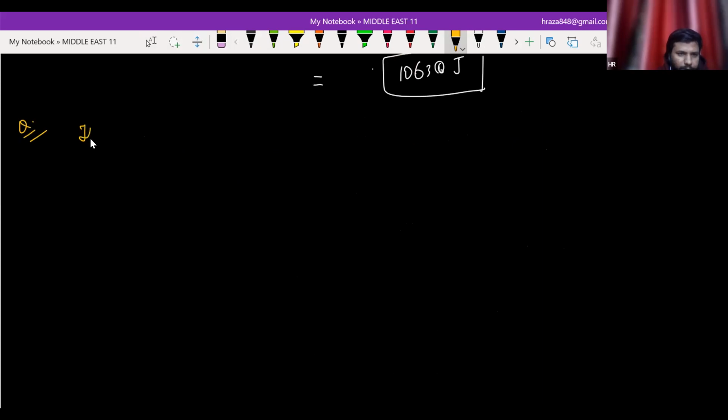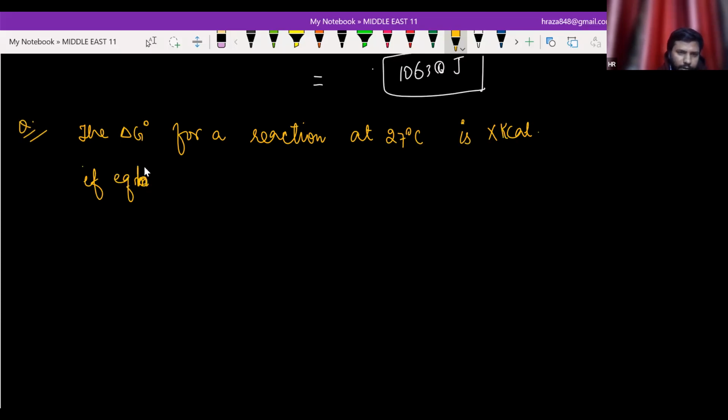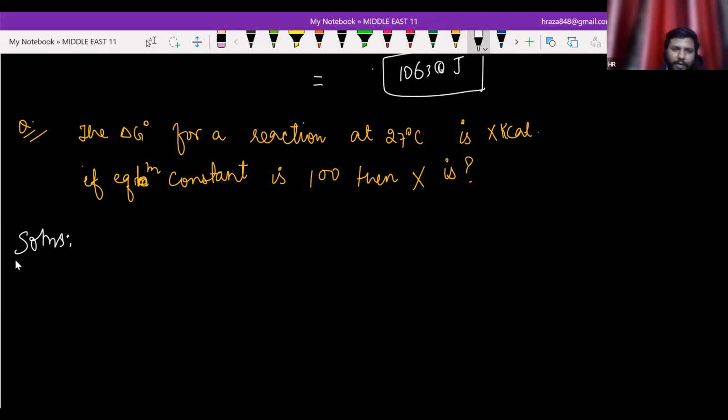Going to write another question. The delta G naught for a reaction at 27 degrees centigrade is X kilocalorie. If equilibrium constant, EQBM, that means equilibrium constant, is 100, then we need to calculate the value of X. That means we need to calculate the value of delta G naught. And it is given that it is X kilocalorie. And we already have studied the relation between G naught and K.